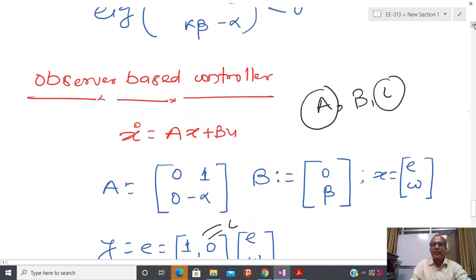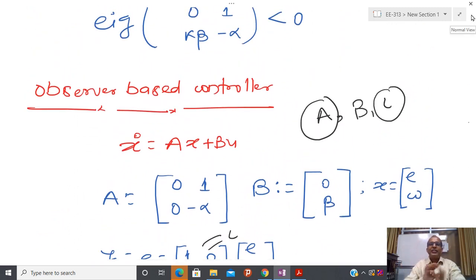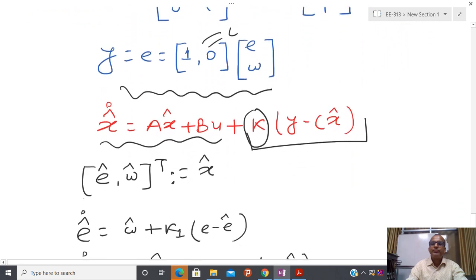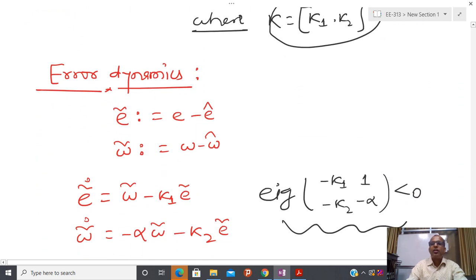Whenever you are making an observer based controller, you have to know the exact knowledge of the plant, or the mathematical equation, because using the mathematical equation you are going to generate a part which estimates the unmeasured state or the whole state. So observability tells you which sensors are required, and based on those sensors we are going to design the observer. With this remark I am going to end the lecture on the observer.